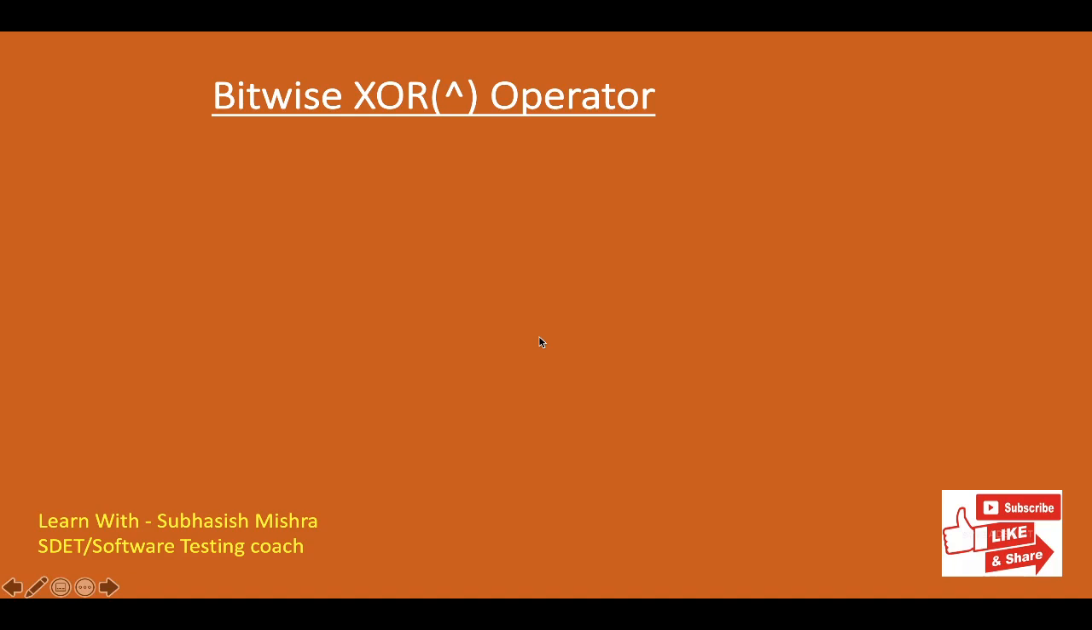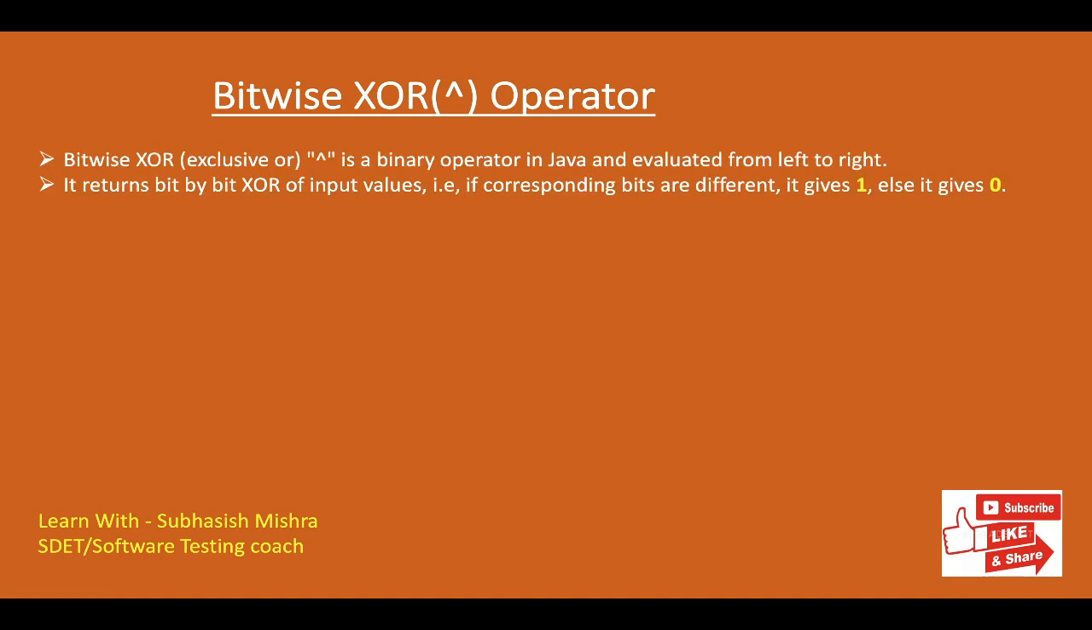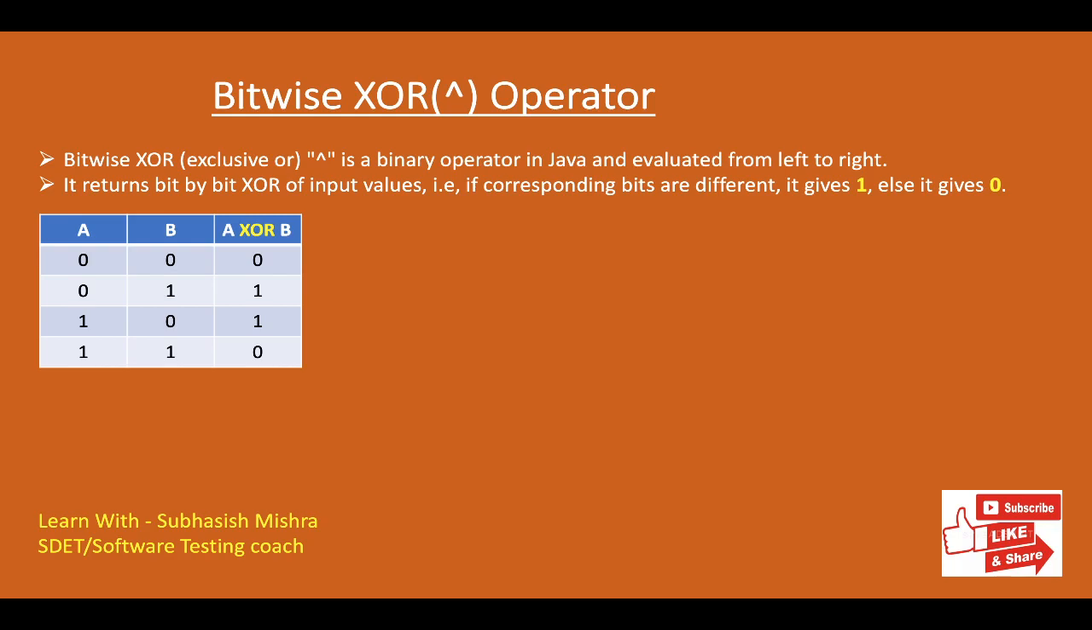So here you can see bitwise XOR, or we can call it as exclusive OR, and the symbol will be something like this. It is a binary operator in Java and evaluated from left to right. It returns bit by bit XOR of input values, that is, if corresponding bits are different, it gives 1, or else it will give 0. So what it means, we have a XOR table.